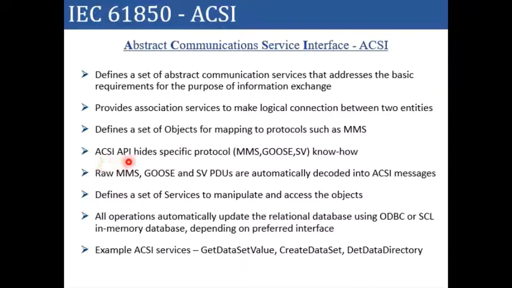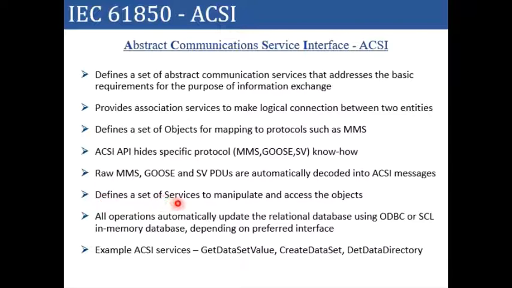Now ACSI API hides the specific protocol know-how. So the applications which are implemented at the application layer can extract the data through ACSI without knowing how the MMS, GOOSE or sampled measurement values are implemented. So the raw MMS, GOOSE and sampled measurement value protocol data units are automatically decoded into the corresponding ACSI messages so that the applications can receive the required data.